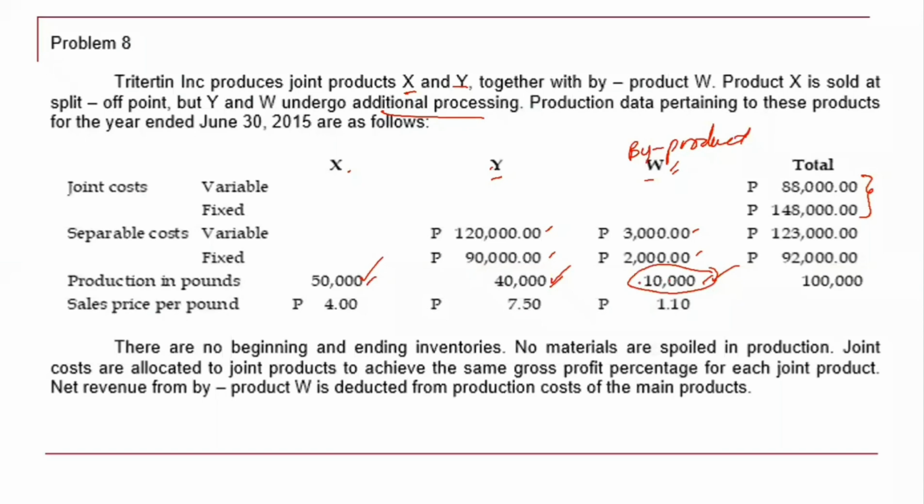So tingnan natin sasabihin ng problem. There are no beginning and ending inventories. So yung sales natin at produce, parehas lang. So no materials are spoiled in production. Joint costs are allocated to joint products to achieve the same gross profit percentage. So alam na natin kung anong method? Yung constant margin approach. For each joint product, net revenue from byproduct W is deducted from production cost of the main product. So ibig sabihin, production method tayo kay byproduct. At ang gagawin natin, i-deduct natin sa joint cost. Punta tayo sa next slide.